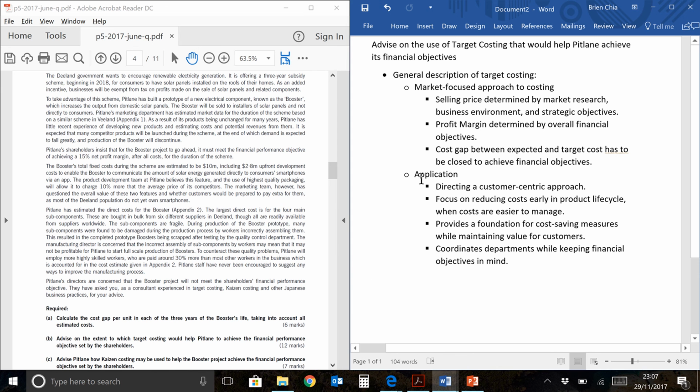So I'll be using this approach over here, my application 4 bullet points here, in order to develop my answer later in video number 2. Okay, so this is the end of the revision for target costing, and in my next video we will talk about how to pick out important data from the question and how to write our answer.